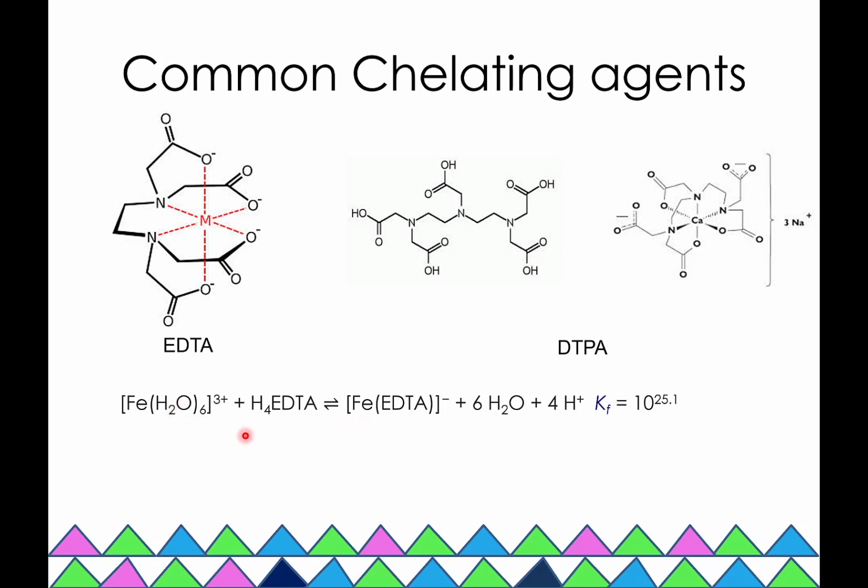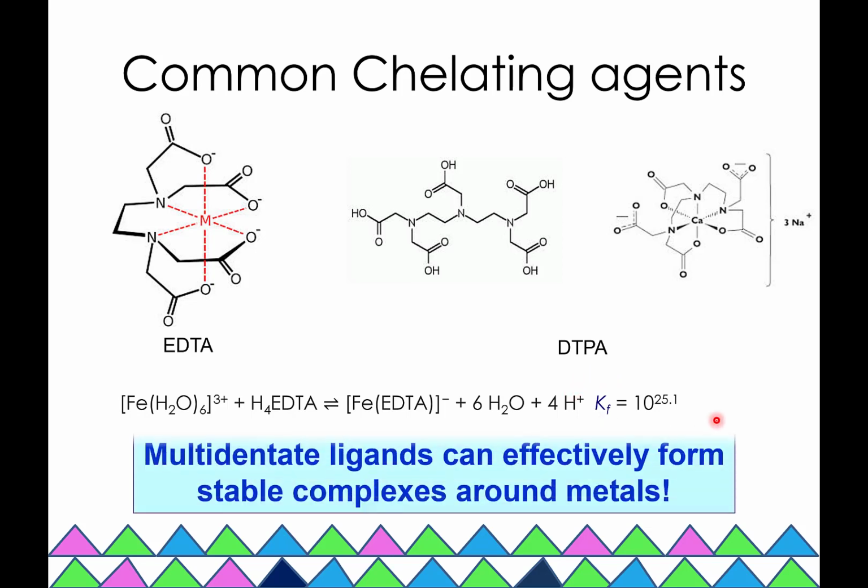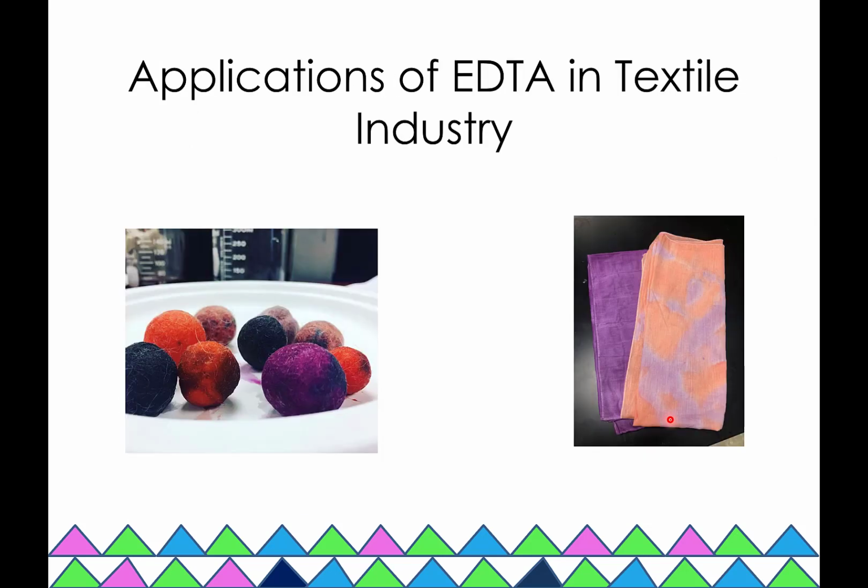If you react aqueous iron with EDTA, the formation constant is 10 to the 25th. So this is a huge formation constant. And this is what you will see for these hexadentate ligands, is they form these very favorable complexes. So multidentate ligands can effectively form stable complexes around metals.